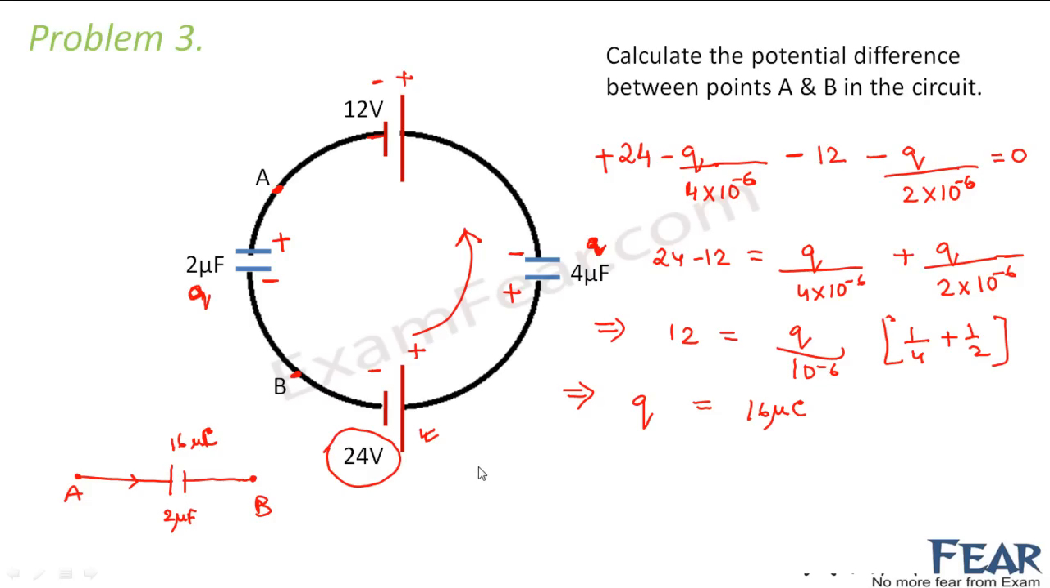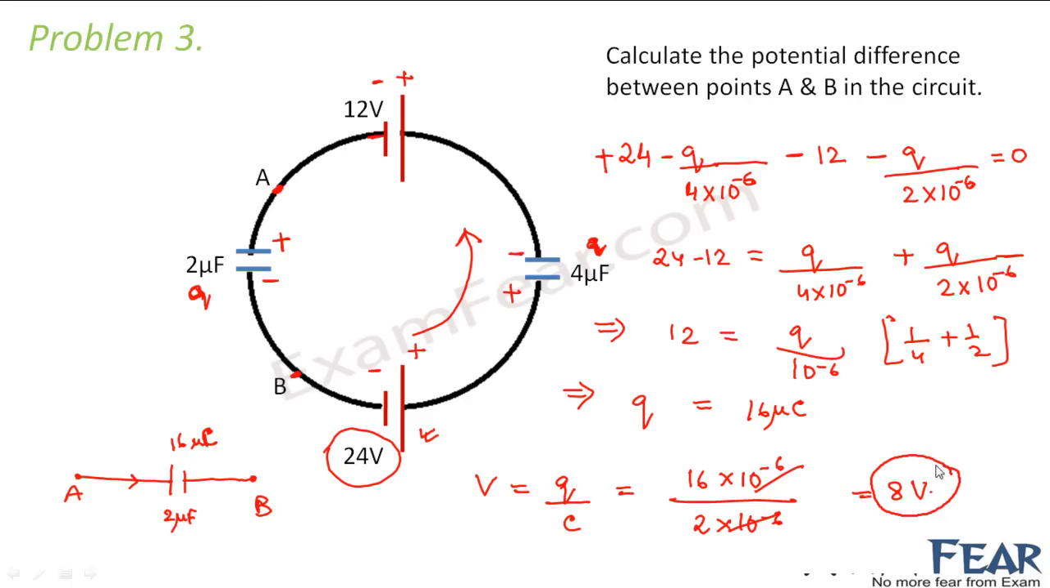So what will happen in this case? The potential difference between A and B will be equal to the charge stored in the capacitor divided by the capacitance of the capacitor, because the potential difference between these two points is nothing but the potential difference across this capacitor. So Q we have already calculated as 16 into 10 to the power minus 6, divided by the capacitance, 2 into 10 to the power minus 6. This comes out to be 8 volts. Therefore the potential difference between points A and B is 8 volts.